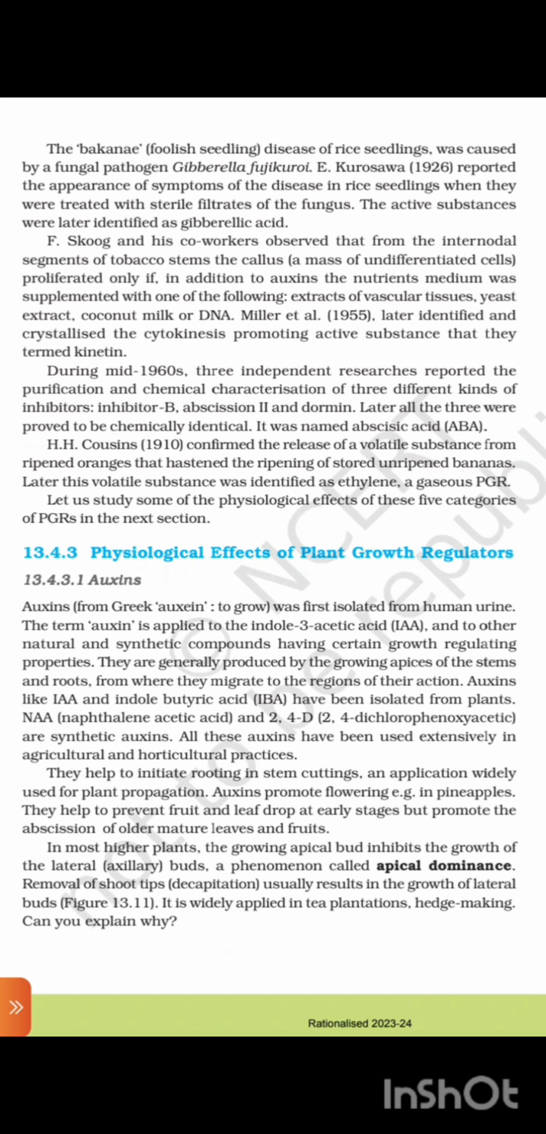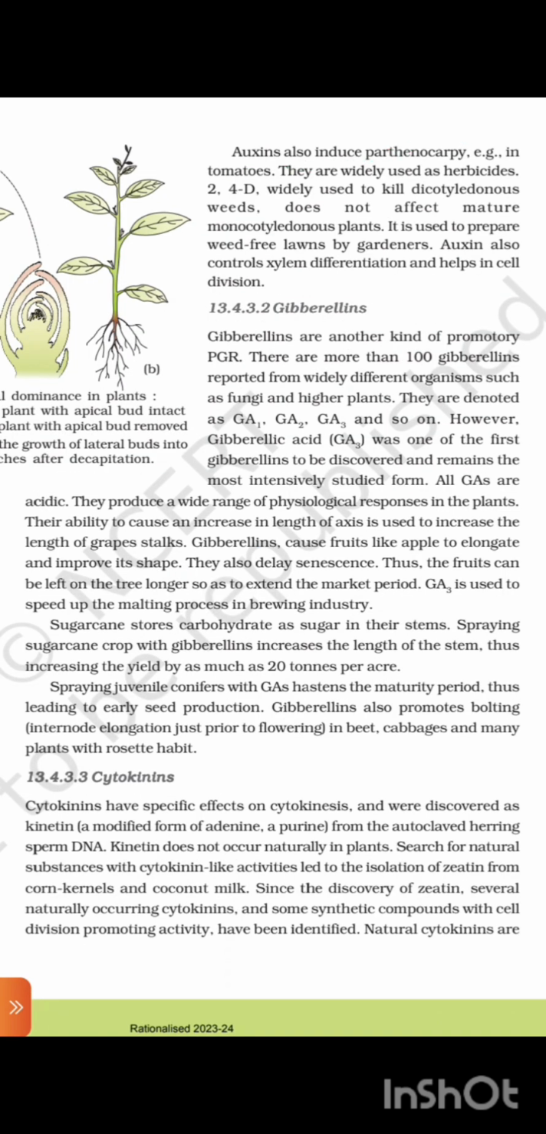Can you explain why? Auxins also induce parthenocarpy, for example in tomatoes. They are widely used as herbicides. 2,4-D, widely used to kill dicotyledonous weeds, does not affect mature monocotyledonous plants. It is used to prepare weed-free lawns by gardeners. Auxins also control xylem differentiation and help in cell division.